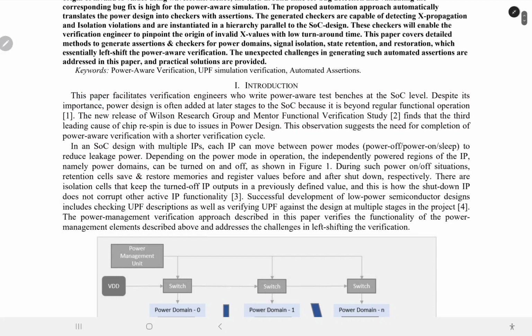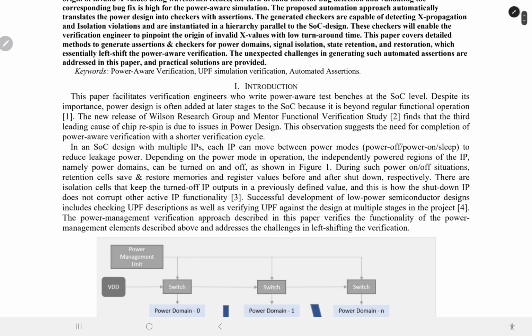Introduction. This paper facilitates verification engineers who write power-aware test benches at the SOC level. Despite its importance, the power design is often added at the later stages to the SOC because it is beyond the regular functional operation. The new release of the Wilson Research Group and Mentor Functional Verification Study finds that the third leading cause of chip respin is issues in the power design. This observation suggests the need for completing power-aware verification with a shorter verification cycle.